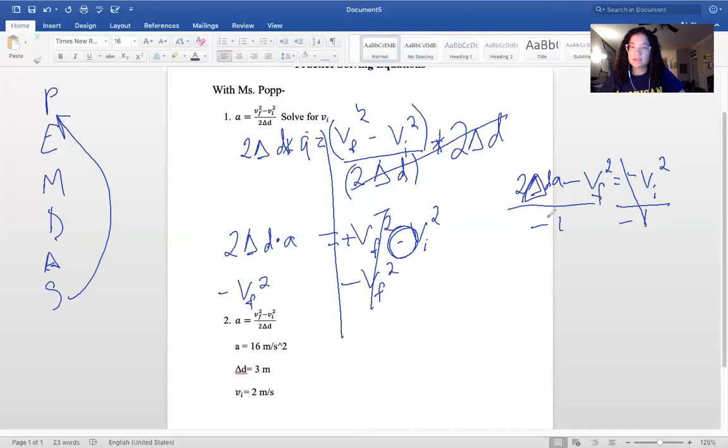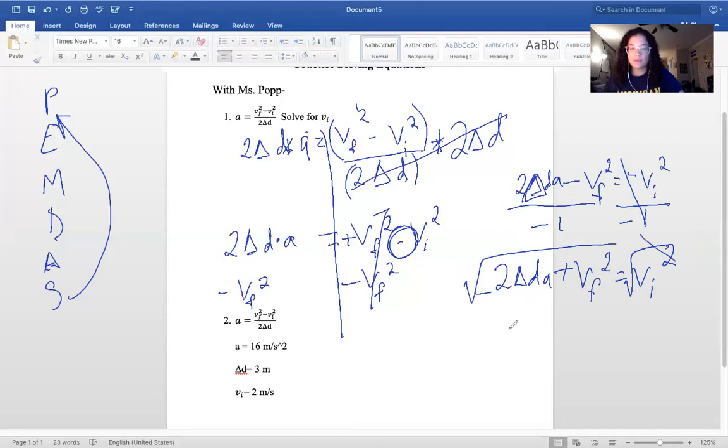Because it's a negative sign, and it's a -1, I'm going to take each piece and just divide it by -1. 2 delta dA divided by -1 is -2 delta dA. Negative VF squared divided by -1 is going to be a positive. Negative and a negative make a positive. And then we get on this side just VI squared. The last thing we need to undo, if I have a squared, how do we undo squared? With a square root.